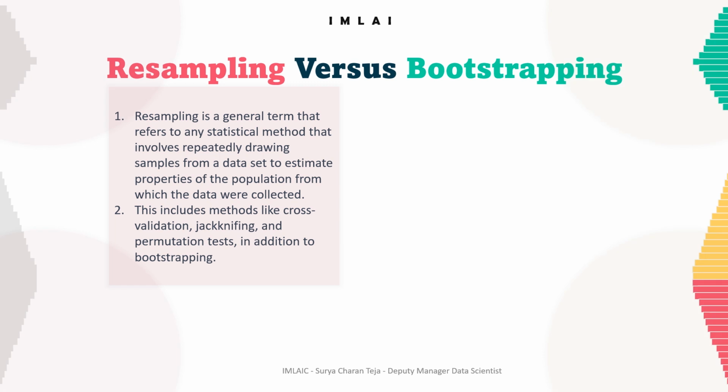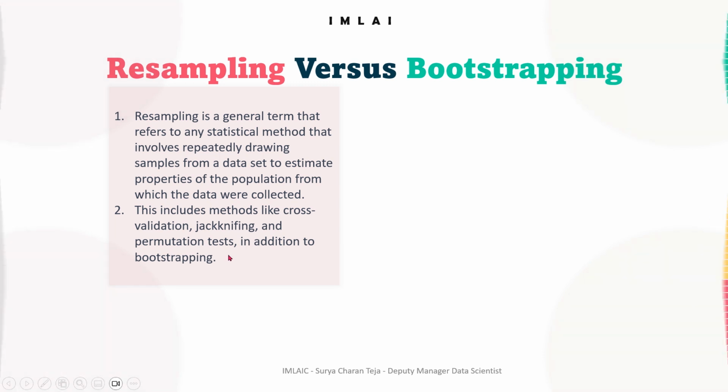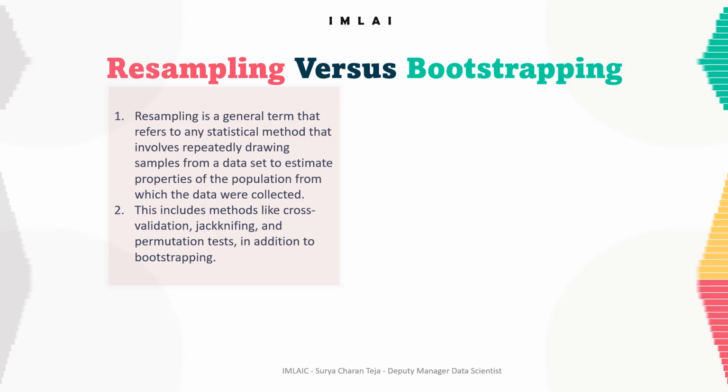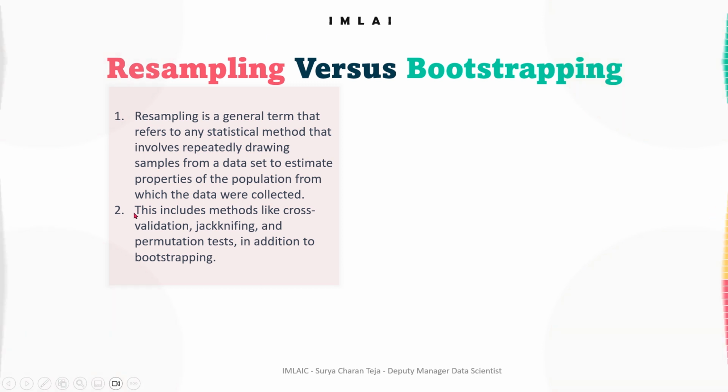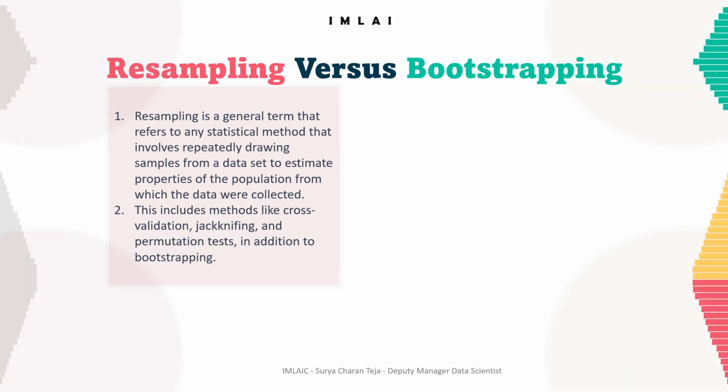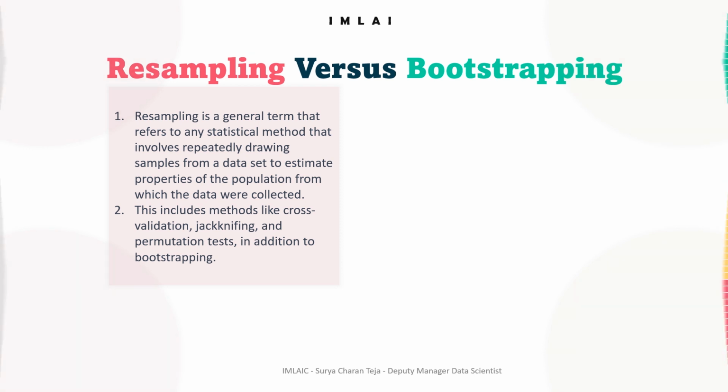So, this includes methods like permutation tests, cross validation, jackknifing. This is very important: jackknifing, in addition to bootstrapping. Of course, bootstrapping is also part of that because we use bootstrapping to do resampling. That is obviously one method.